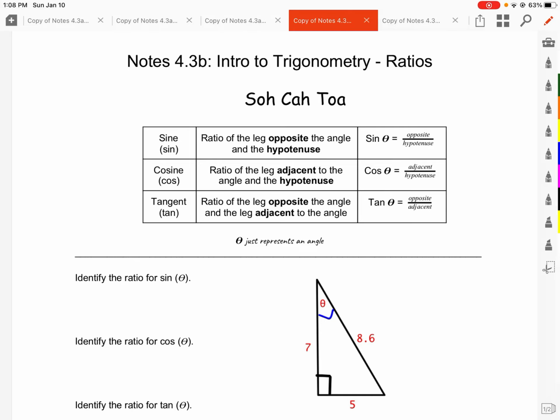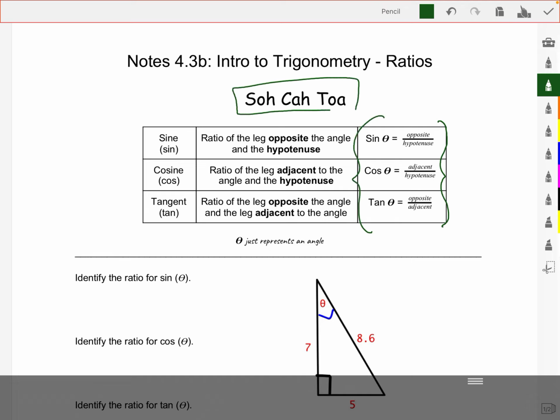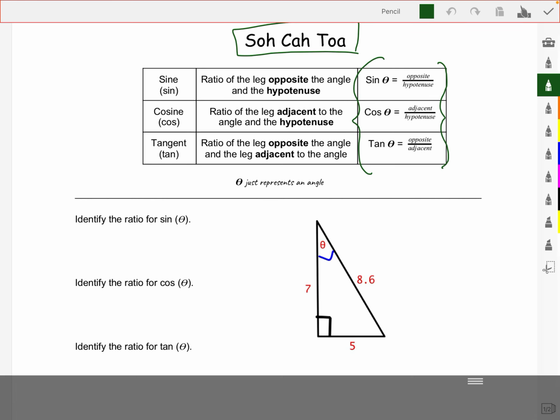So again, I put this chart here that reminds you that sine is opposite over hypotenuse, cosine is adjacent over hypotenuse, tangent is opposite over adjacent, and then a reminder of that SOHCAHTOA that helps us memorize that. Okay, let's just try a few together.